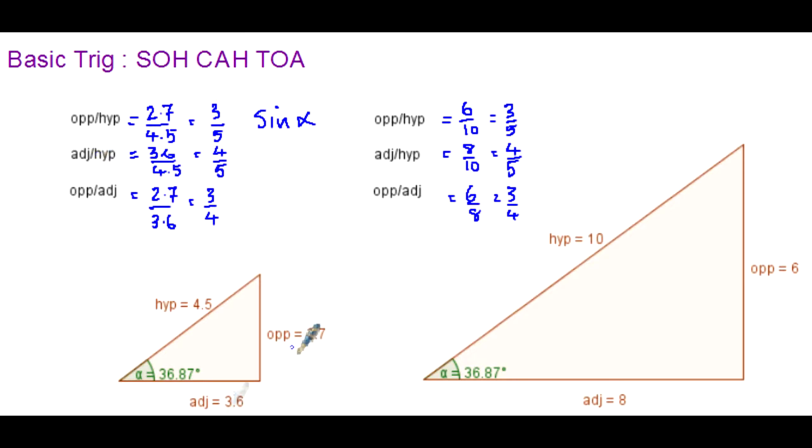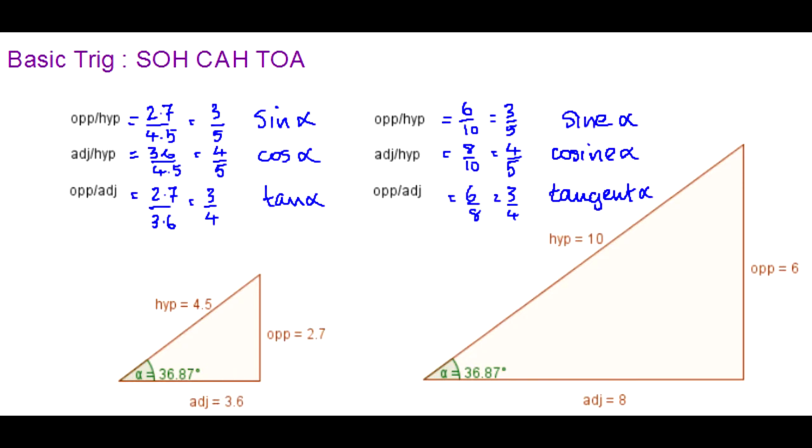And the adjacent divided by hypotenuse, that's called the cosine of alpha, shortened to cos. And the opposite divided by the adjacent we refer to as the tangent ratio. Tangent of the angle is equal to the opposite over adjacent.